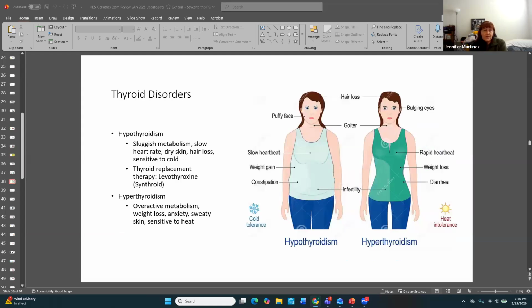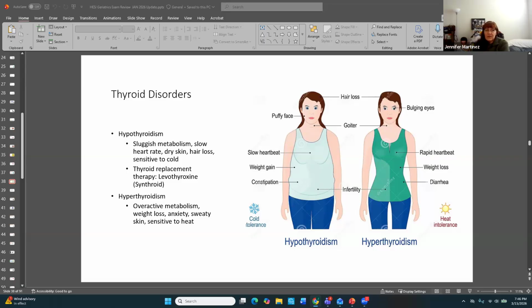Thyroid disorders, hypothyroidism. So I always think of these like Eeyore and Tigger. So hypothyroid would be Eeyore, very sluggish metabolism. Generally, you're going to be a little bit more overweight. Slow heart rate, dry skin, hair loss. They are sensitive to the cold, so they're always cold.